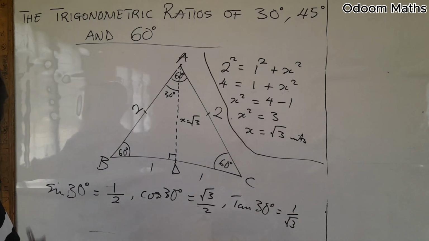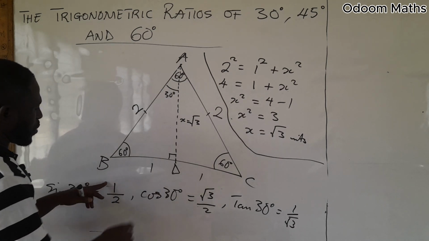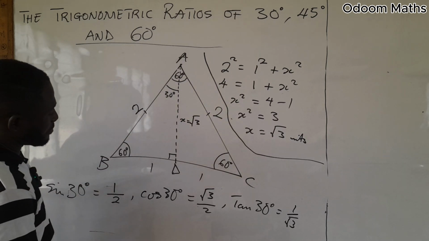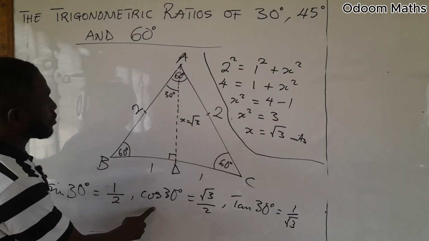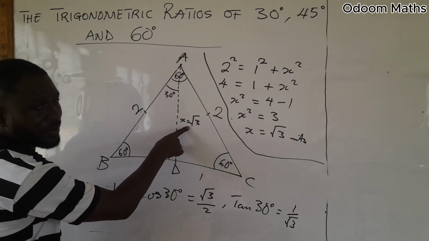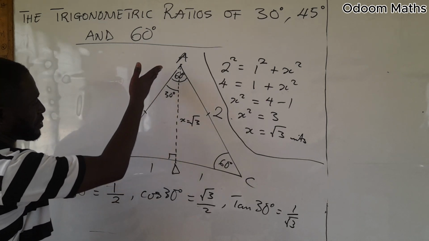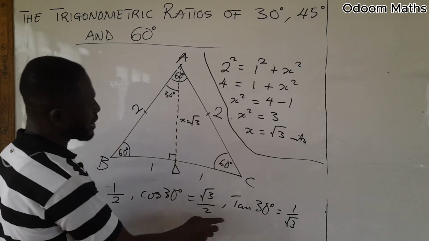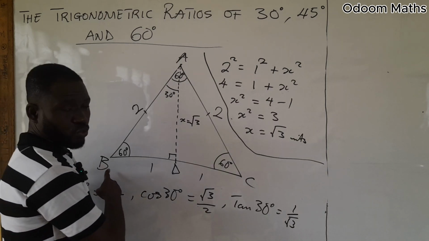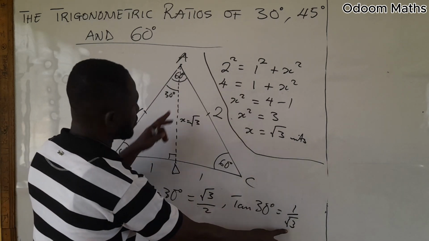So I said sine 30 degrees is equal to opposite, which is 1, over hypotenuse, that is 2. So 1 over 2. And then cos 30 is adjacent over hypotenuse, and the adjacent side is root 3 units, and the hypotenuse is 2, so root 3 over 2. Then tan 30 is opposite over adjacent, so 1 over root 3.